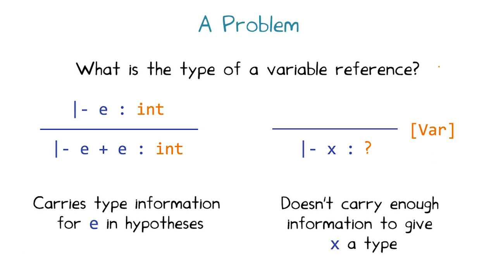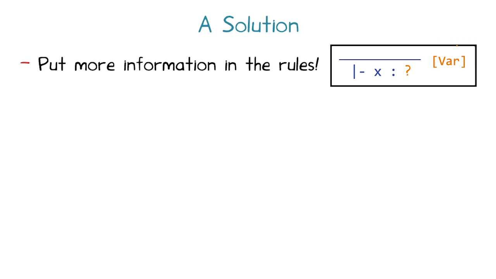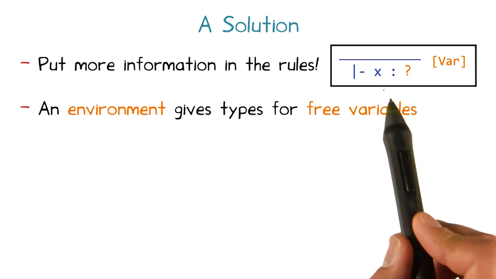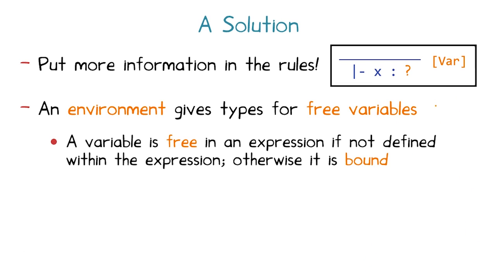So we have run into a problem. How can we provide appropriate type information for a variable? The solution for our type system is to add more information to the rules. We can use an environment to give type information to free variables, such as X in the rule var. A variable is free in an expression if it is not defined within the expression itself. In contrast, a variable that is defined in an expression is called a bound variable.